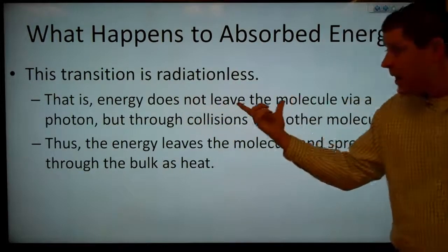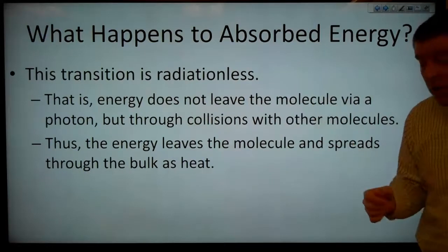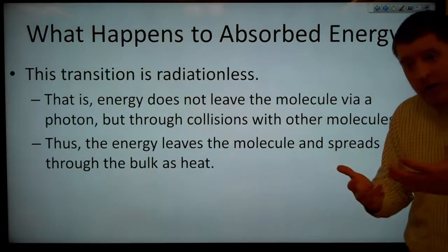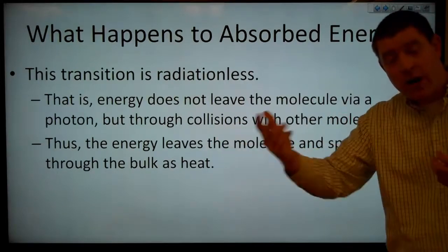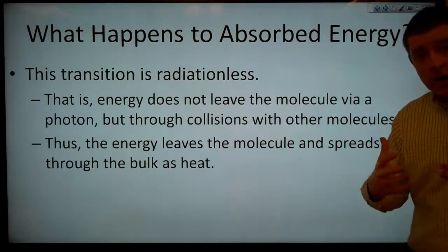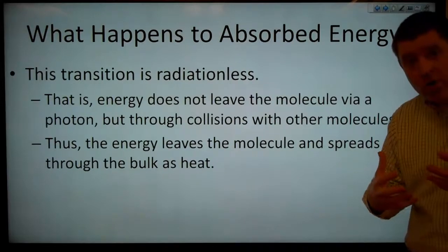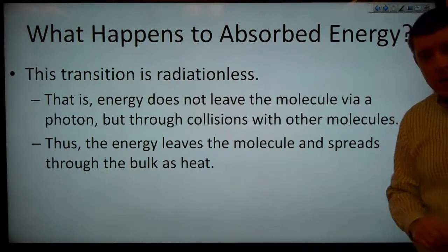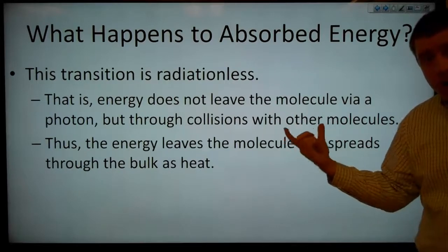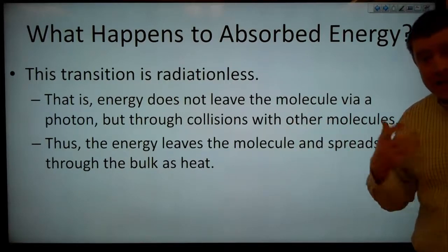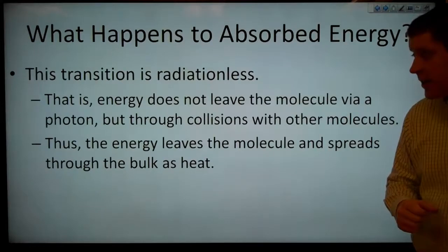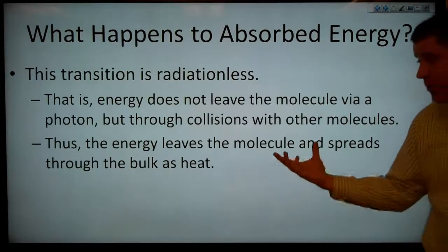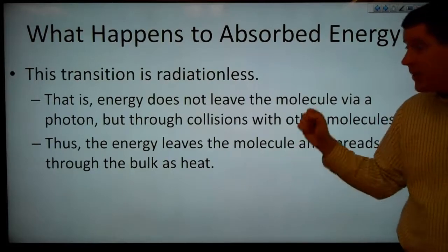So again, the energy doesn't leave the molecule via a photon, but through collisions with other molecules. As that molecule collides with other ones, some of that energy gets transferred to the other molecule, and the molecule that we're interested in that has absorbed the photon has lost a little bit of energy. It does this a few times, and it eventually gets down to the lowest vibrational level of our excited electronic state, S1. So the energy is leaving the molecule and spreads through the bulk as heat.